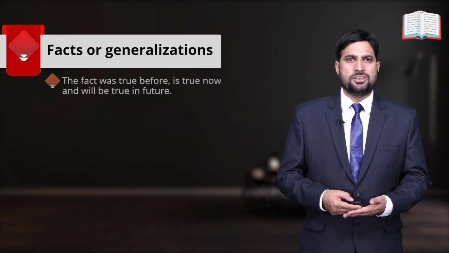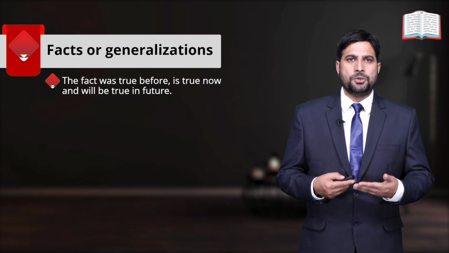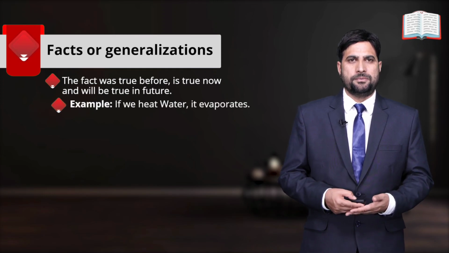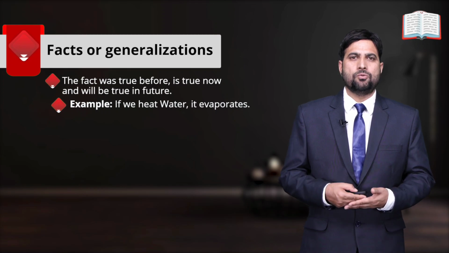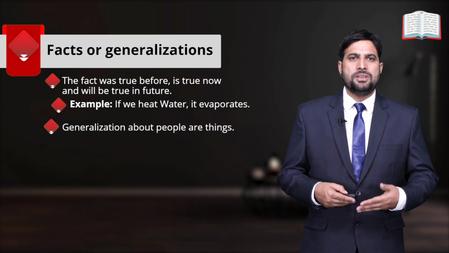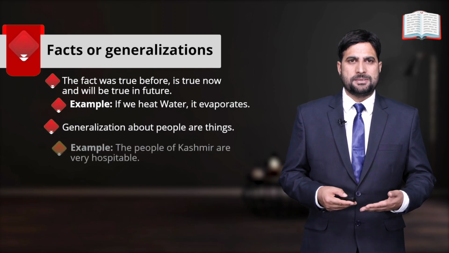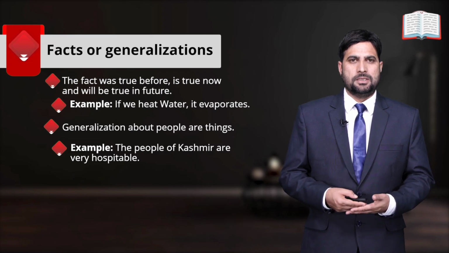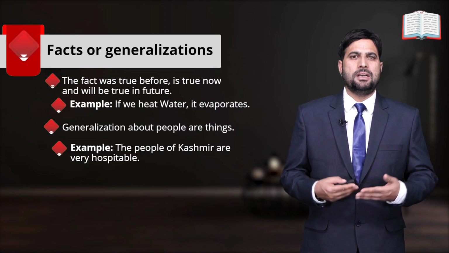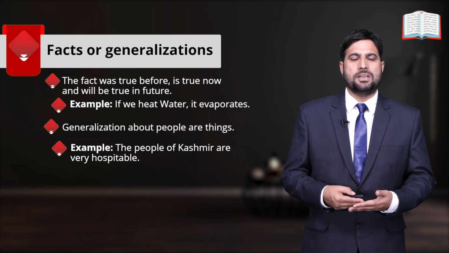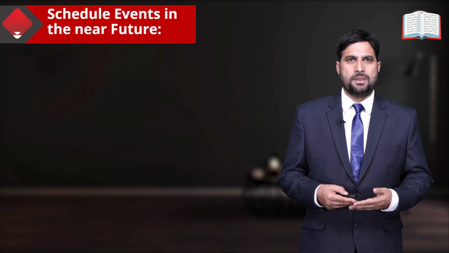Facts or generalization. The fact was true before, it is true now, and will be true in future. Example, if we heat water, it evaporates. So this is a fact. Generalization about people or things. Example, the people of Kashmir are very hospitable. So you can talk about the nature of persons, you can talk about the culture of a particular area. So that is generalization, and we use present simple here.